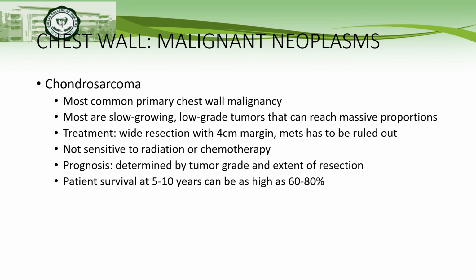So from benign neoplasms, we go to malignant chest wall neoplasms. Chondrosarcoma is the most common primary chest wall malignancy. As with chondroma, they also occur anteriorly at the costochondral junction. Most are slow-growing, low-grade tumors that can reach massive proportions. So, as with all other tumors, treatment is wide resection with a 4 centimeter margin.